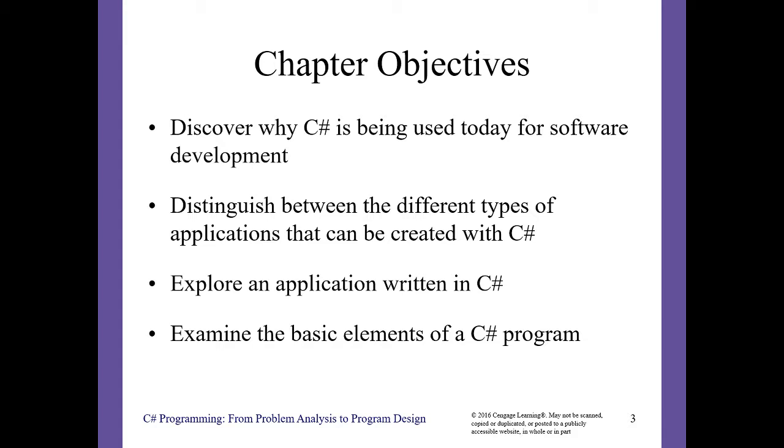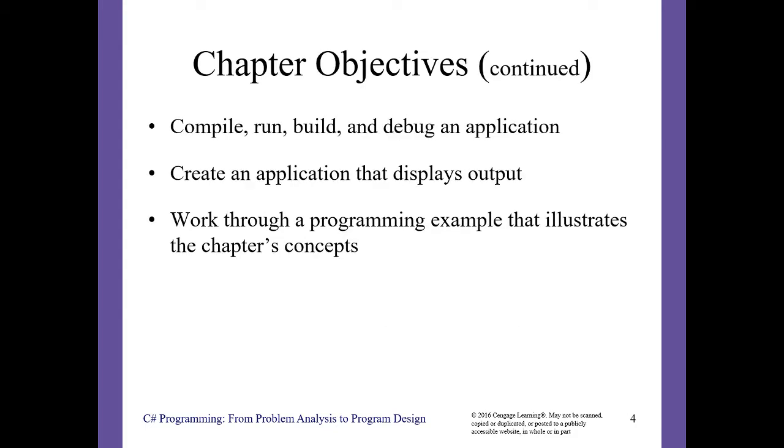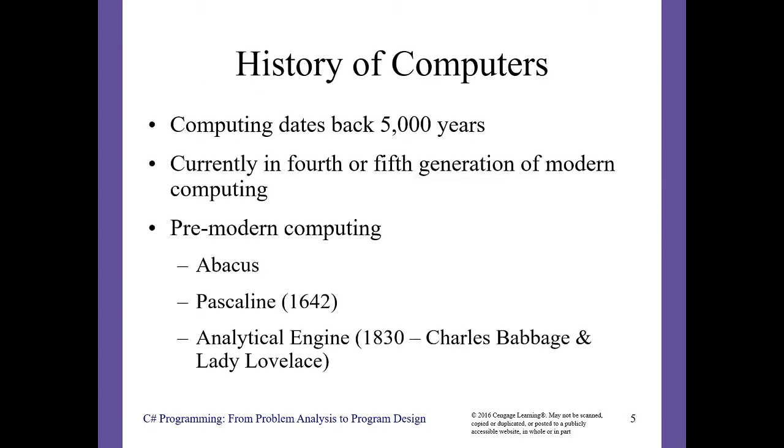Why is C# important today? And what kind of applications can we create with C#? Finally, we'll look at an application written in C# and the basic elements of that program. In another video, we'll use Visual Studio to compile, run, build, and debug that very first application. Make sure it displays some output and see how all that works. And then you'll have a programming example to work through at the end of the chapter.